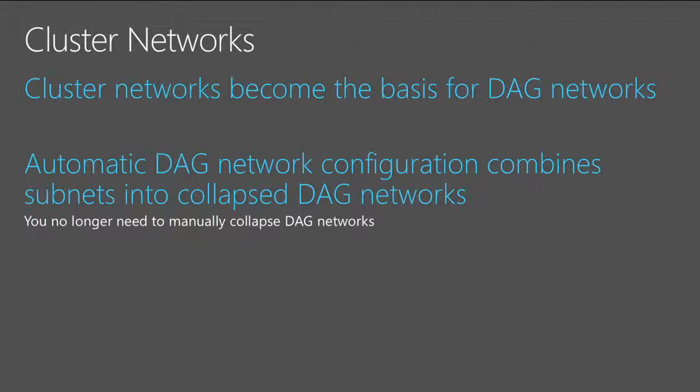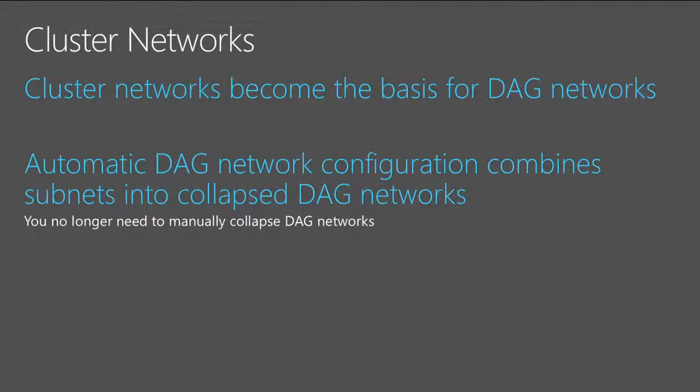So in Exchange 2013 and moving on to Exchange 2016, we said there's no reason for you to have to manually go do this. We can very easily figure out which subnets can communicate with each other. And that's where we came up with the concept of automatic DAG network configuration. So after Exchange pulls these subnets in from the cluster, the replication service does a series of connectivity tests and tries to determine which subnets can actually talk to one another.